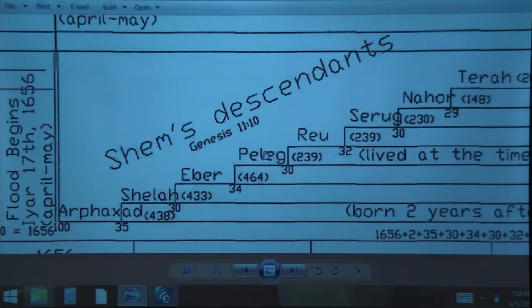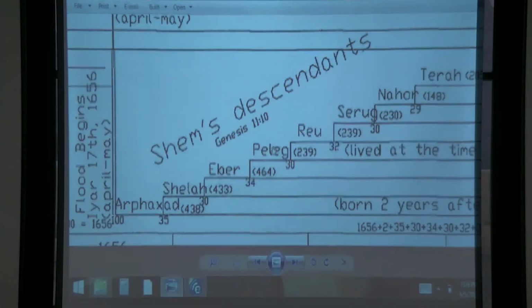We read in Genesis 11 about Peleg, that Peleg lived on the land when the land was divided, right? When was the land divided? It's probably referring to Babel, the Tower of Babel. Remember, God came down and confused their language and then separated them and drove them different directions.